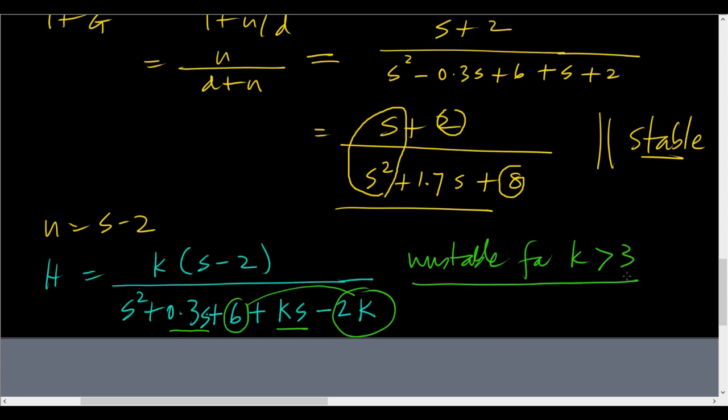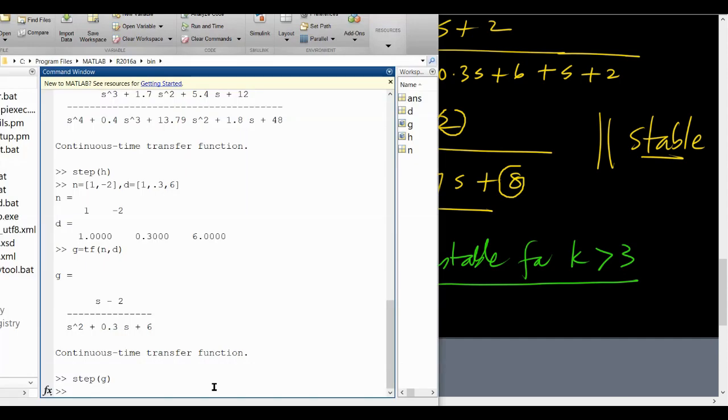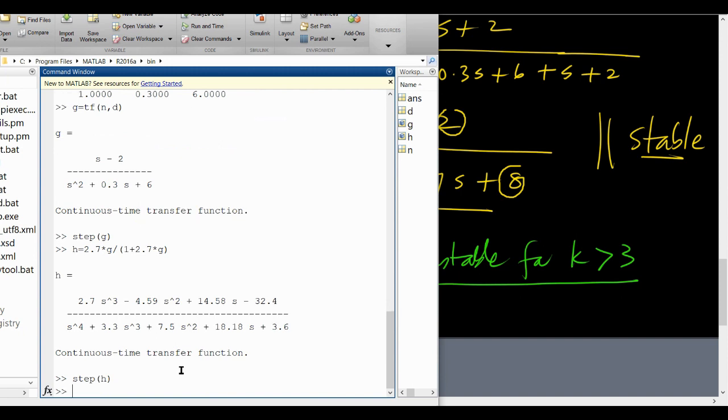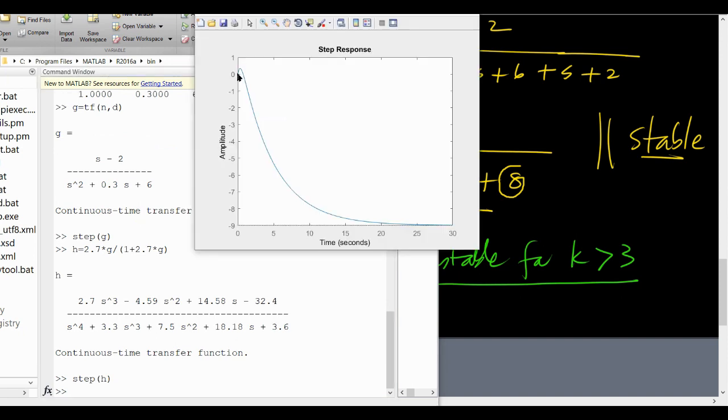Okay, let's come here and look. It's no problem. We'll say h is equal to 2.7 times g by 1 plus 2.7 times g. Once again it will not do the cancellations, but don't worry. Let's look at the step response of h. We expect it to be stable. There it is, stable. It goes up and then settles down at some other funny value. That's a different matter, but it is stable.